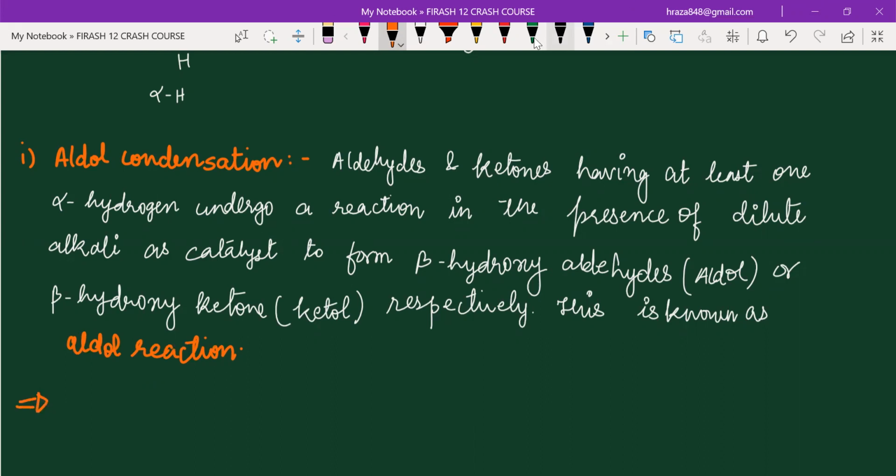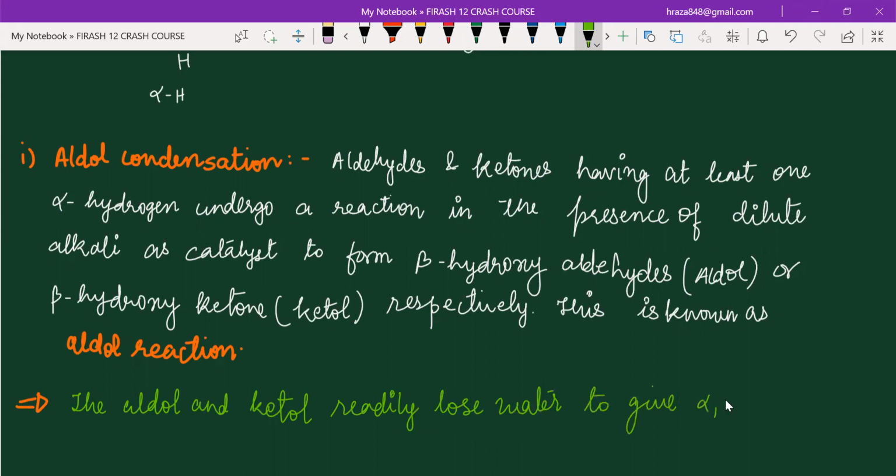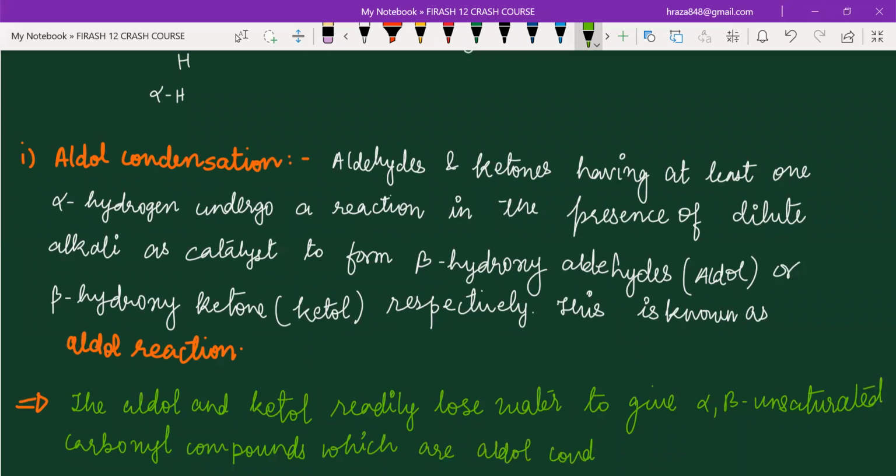And here is a key point for aldol condensation: the aldol and ketol readily lose water to give alpha beta unsaturated carbonyl compounds, which are the aldol condensation product. And the reaction is known as aldol condensation.